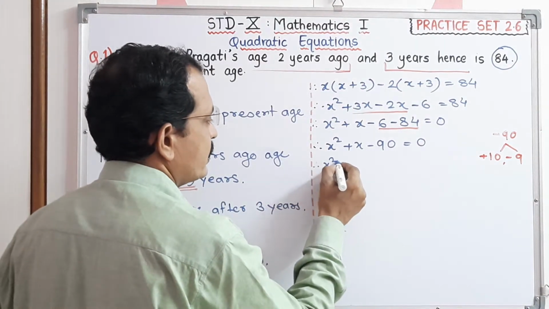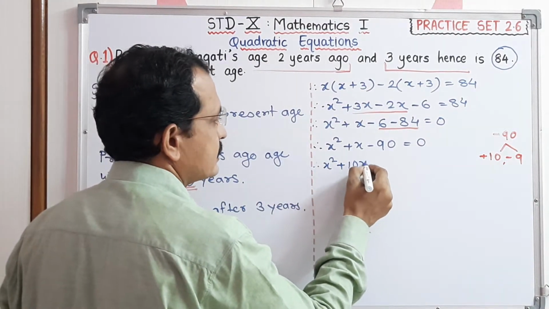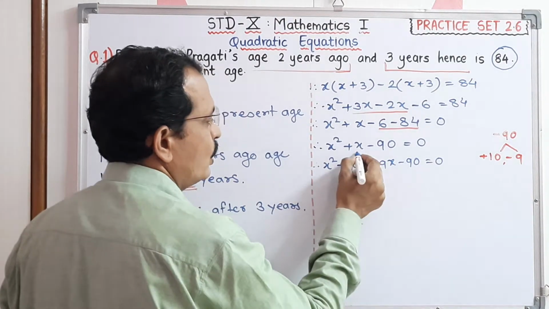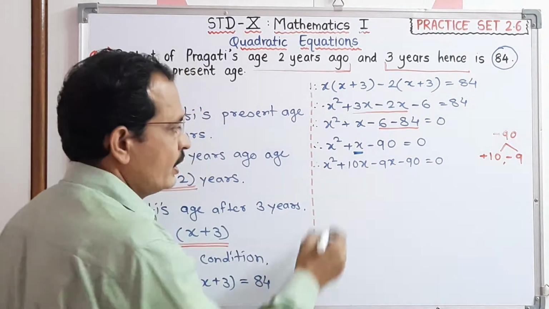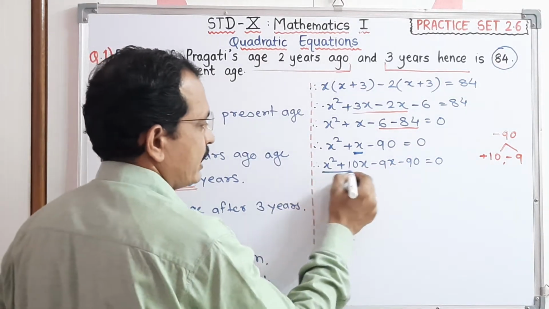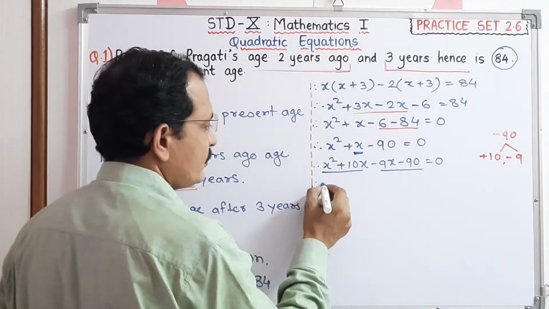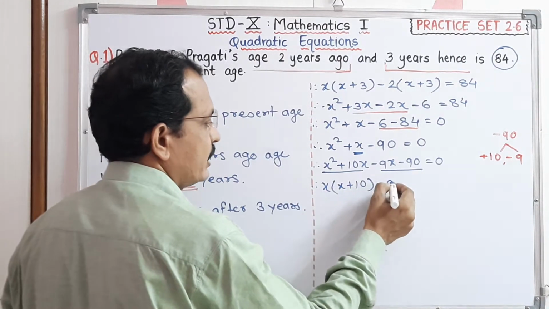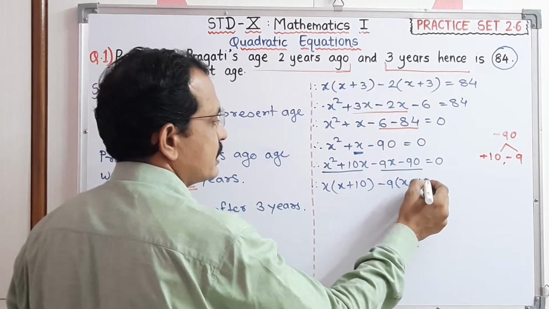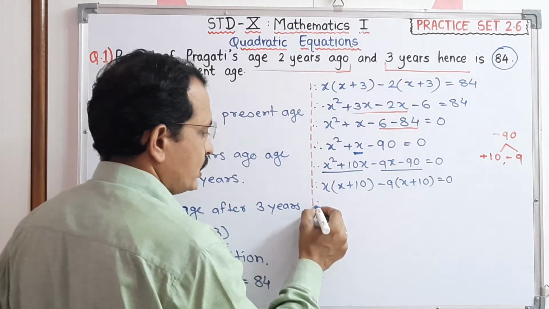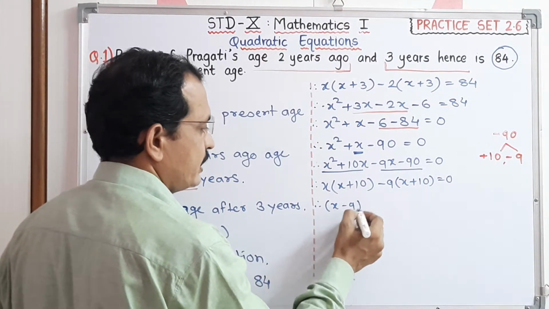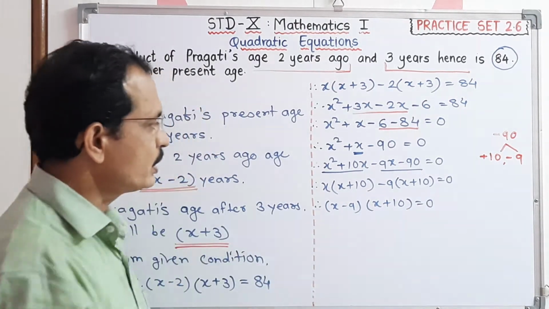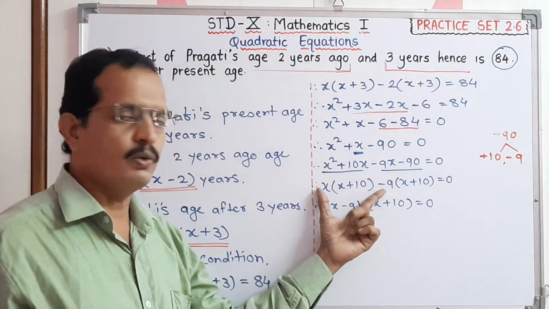Here it is x square plus 10x minus 9x minus 90 is equal to 0. We split the middle term, 10x and minus 9x. Now we have to take common: x plus 10, minus 9, x plus 10 equal to 0. Therefore x minus 9 and x plus 10 equal to 0. Please students, all of you understand this, how I take out this common.